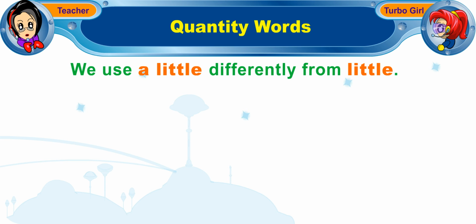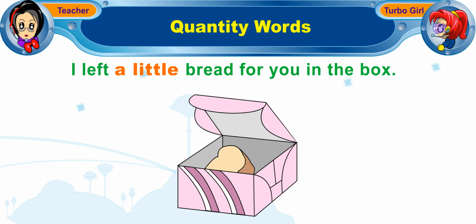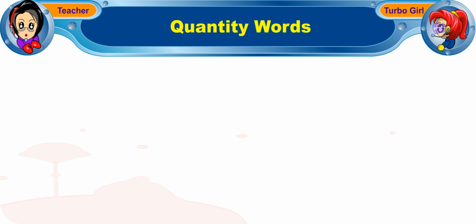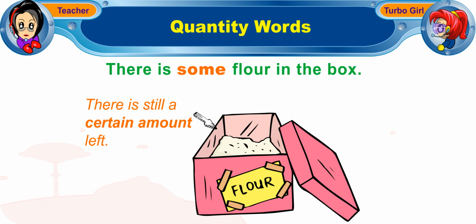Look at this example. I left a little bread for you in the box. We use the quantity word a little because we want to show that although it is only a small amount, there is still some of the bread. Look at the next example. There is some flour in the box. We use the quantity word some to tell people that there is still a certain amount of flour left.